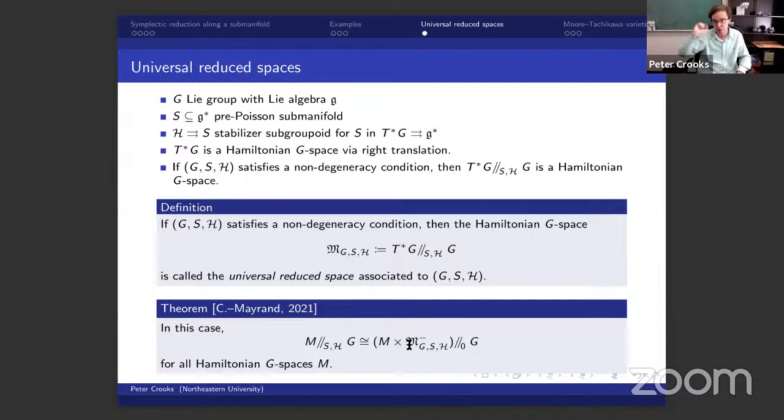That's why it's called a universal space. And then this universal space construction gives a connection to some recent work of Ginzburg and Kazhdan on Moore-Tachikawa varieties in TQFT, which is what I'd like to talk about next. Okay, I'm just continuing on.